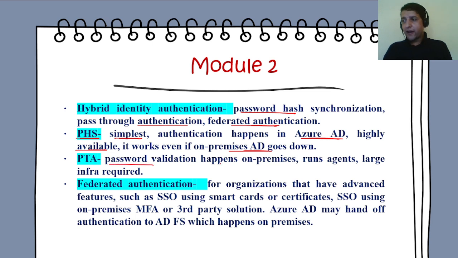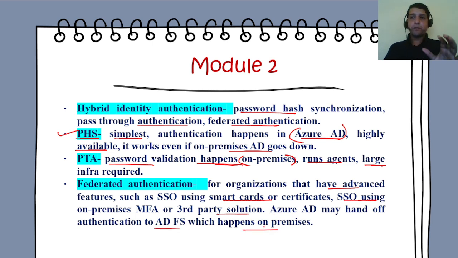PTA: password validation happens on-prem. Now what's the difference? Here it happens on the cloud, here it happens on-prem. It also runs an agent. They will ask you a question where they will give a scenario: this technique runs an agent, and large infra is required. Here they can also ask which is the simplest. That is the reason I have mentioned these keywords, because when they design a question, they will be including those keywords. Federation is for organizations that have advanced features such as single sign-on using smart cards or certificates, or single sign-on using on-prem MFA or a third-party solution. Azure AD may hand off authentication to ADFS, which happens on-prem. So these are the differences.